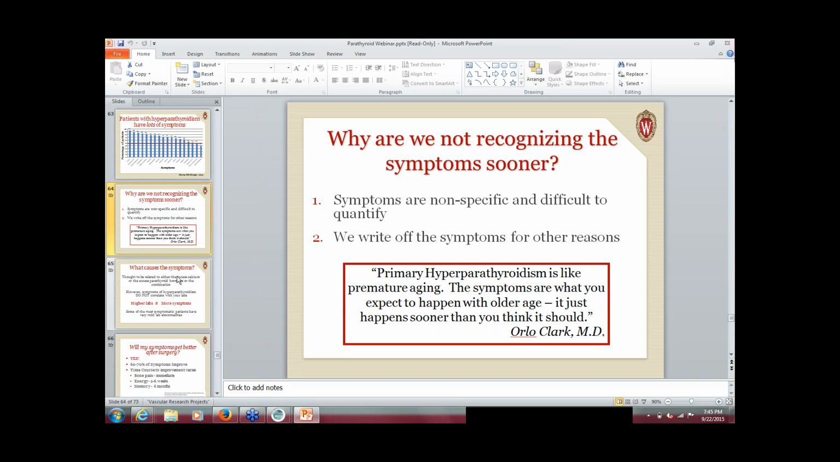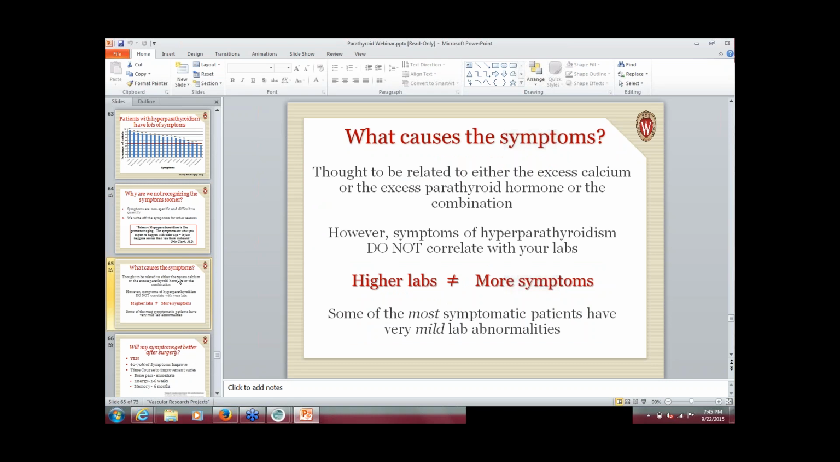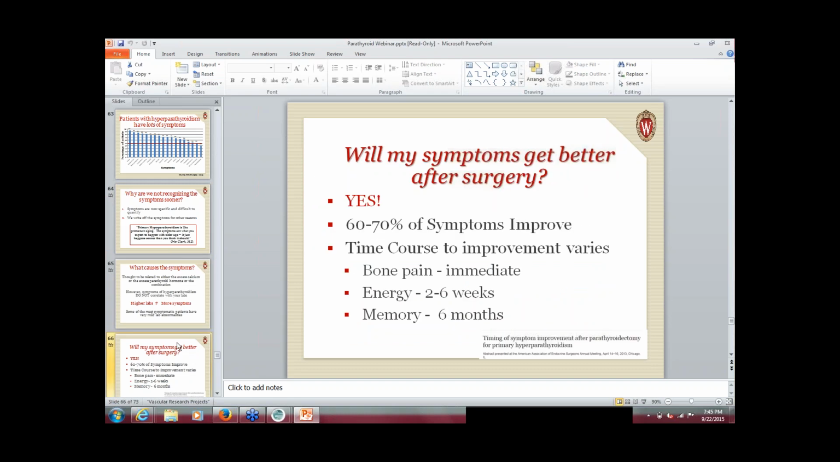So what causes them? We think it's related to either the excess calcium or the excess parathyroid hormone, or some of those symptoms, probably a combination. However, the symptoms of hyperparathyroidism do not correlate with your labs. So higher labs do not necessarily mean that you're going to have more symptoms. And some of the most symptomatic patients that we have have very mild lab abnormalities. And I think that that's something we as surgeons see all the time.